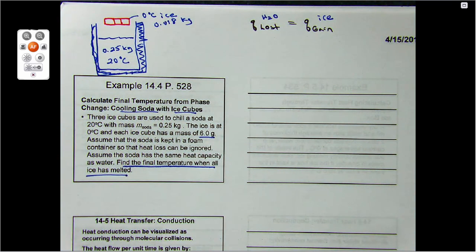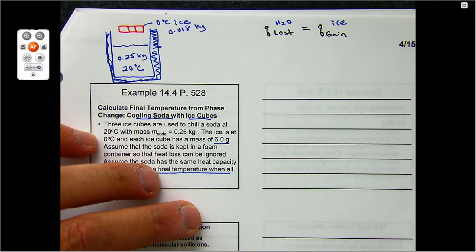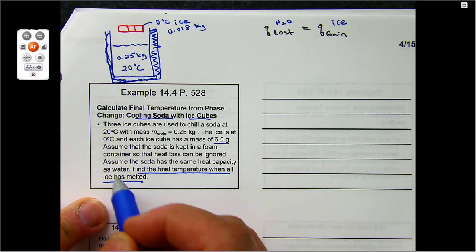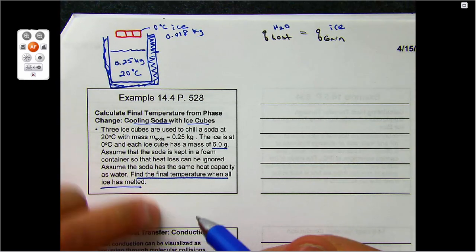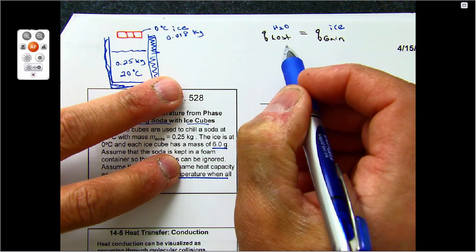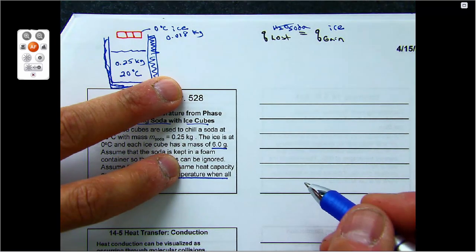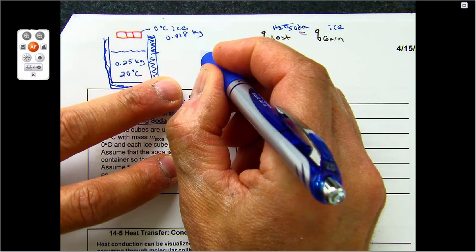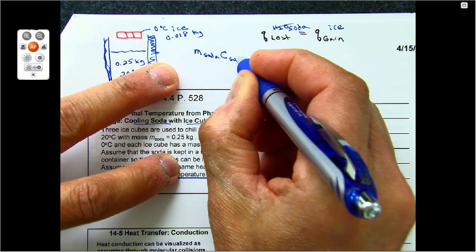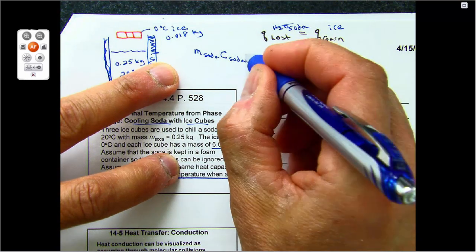Yeah, I thought it was soda, man. Change it to pop. Well, pop, soda, we're going to assume it's water. Assume that the soda is kept in a foam cup and has the heat capacity of water. Yeah, we better change this to soda. Good point. So this is going to be our mass of soda, specific heat of soda, mass soda. Pop would be a lot easier. Man. Just S.